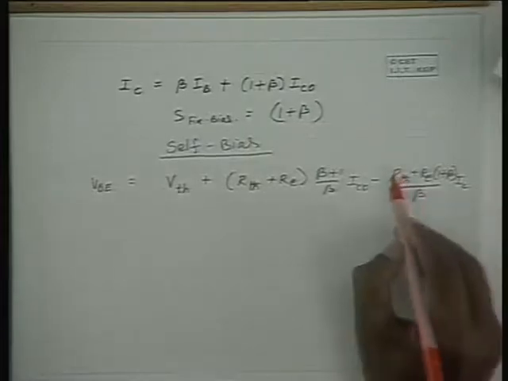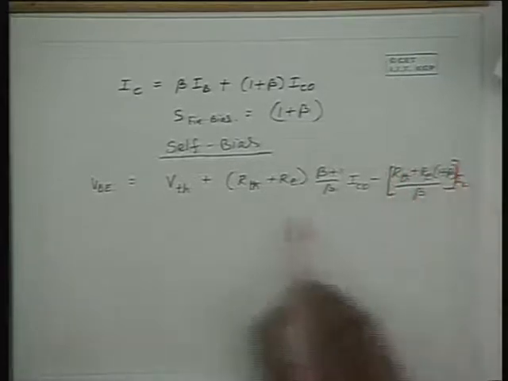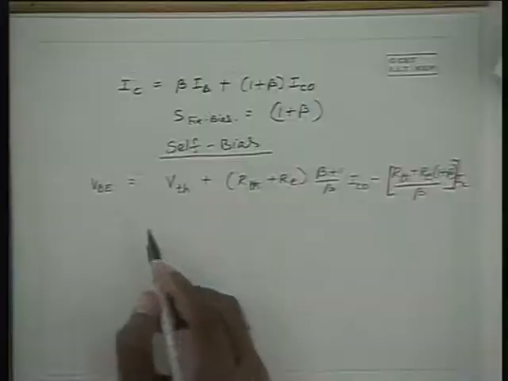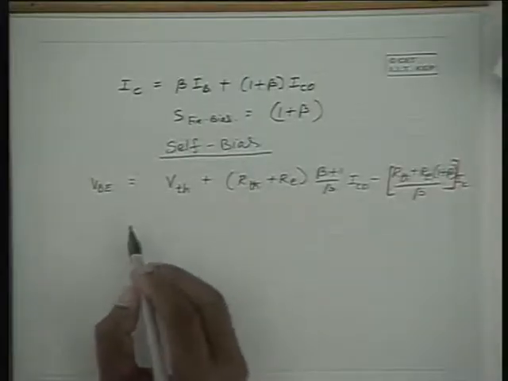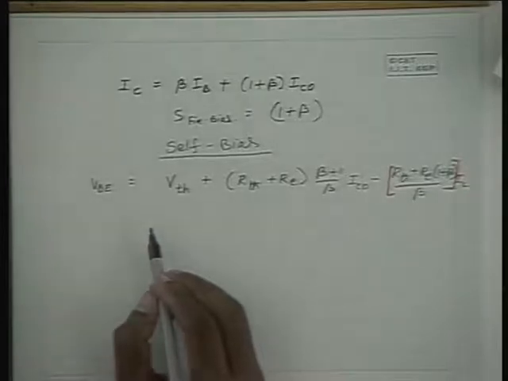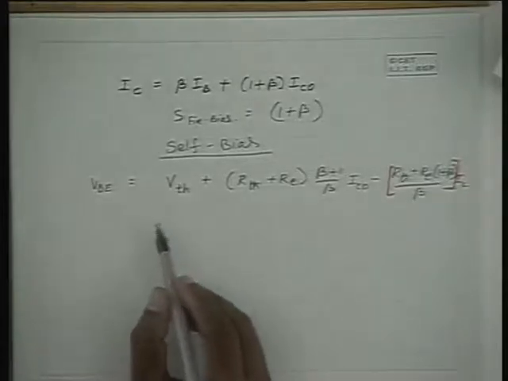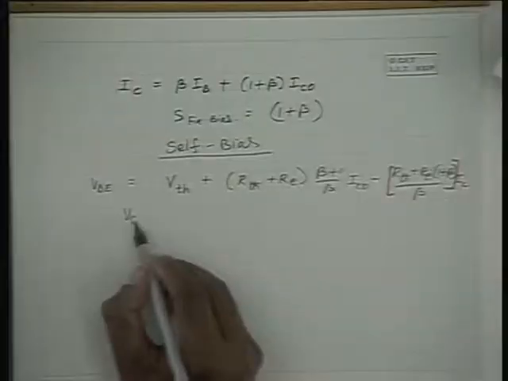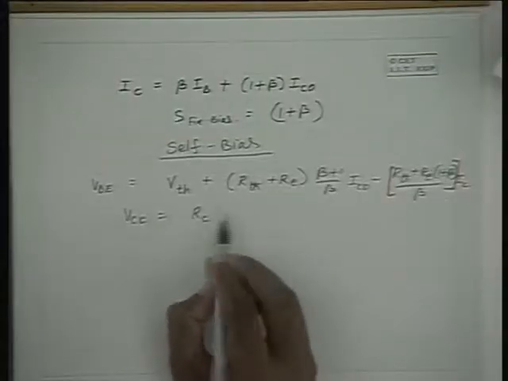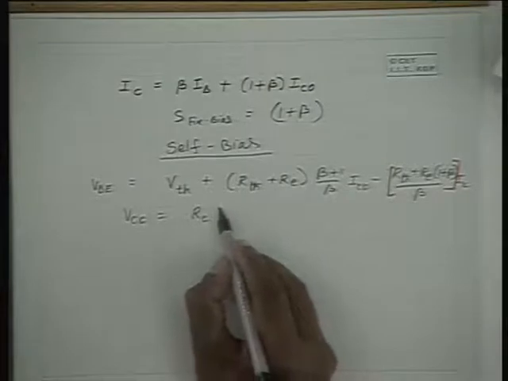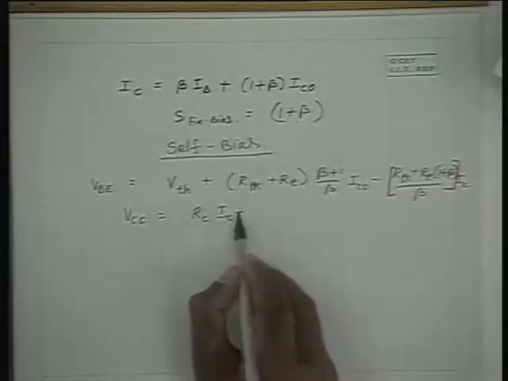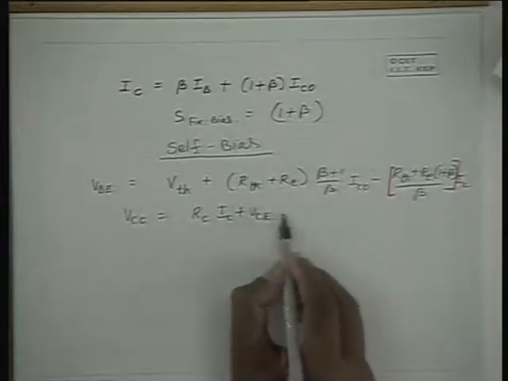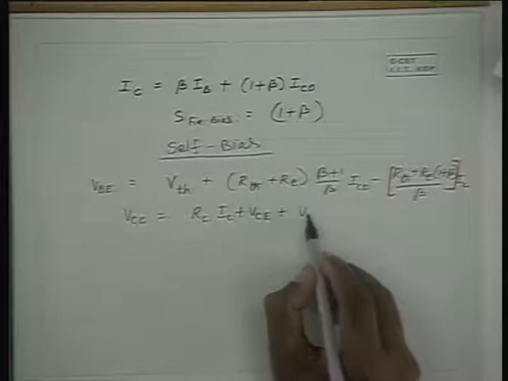Now, because of the usage of the accurate expression, we have this term coming into the picture. Similarly, the output side equation can be written like this, where we can use the term IC naught. The IC naught flows through RC also. Therefore, VCC is equal to RC into IC plus IC naught, IC itself, plus VCE plus the voltage drop across RE.